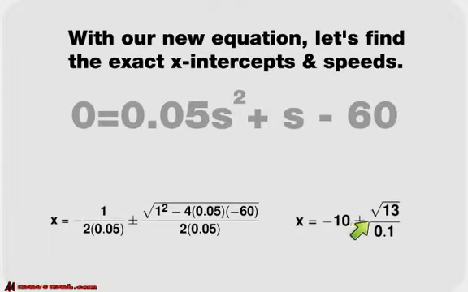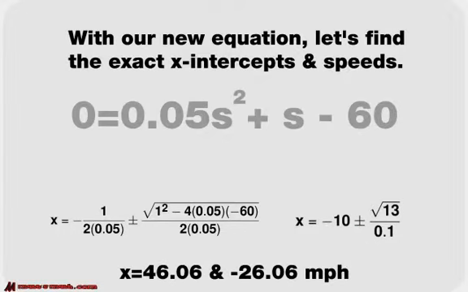Now, I want you to solve for all of these, okay? You're actually going to take the square root of 13 divided by 0.1, and then you're going to take negative 10. You're going to add that number. You can take negative 10 and subtract that number, okay? And you're going to get something like this. X equals 46.06 and negative 26.06. All right, so your speed is going to be 46 miles an hour. That's what happens there. So again, you can't have negative 26 miles an hour, so it's going to be 46, and that's your answer.